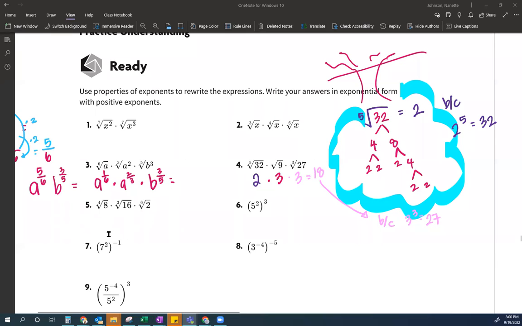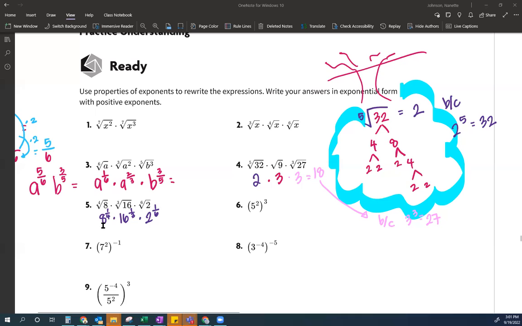Okay, so for this number 5, the reason why I'm interested in doing this one is because you can pull these all to be the same base, even though 8, 16, and 2 don't have the same base, right? So I'm going to change these so that they do have the same base. But first I'm going to rewrite them with fractional exponents. So this is 8 to the 1/4 times 16 to the 1/3 times, oops, that's a 2, 2 to the 1/6, okay?